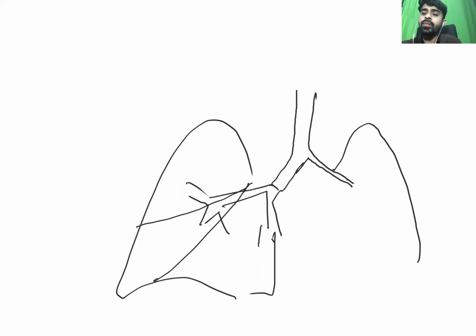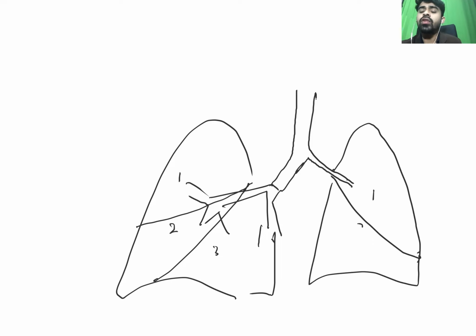Can you tell me? In the right lung, you have 1, 2, 3 lobes. In the left lung, you have only 2 lobes. So how, sir, can I remember this? Because you remember in the left lung the space is less. Sir, why in the left lung is the space less? Because I have to accommodate the heart. Clear, everyone? Yes or no? Yes, sir.